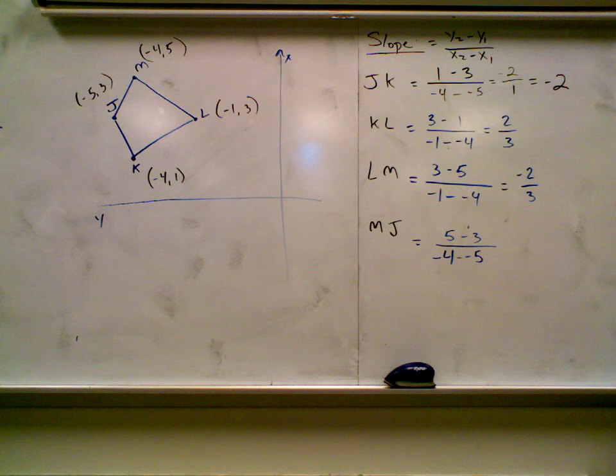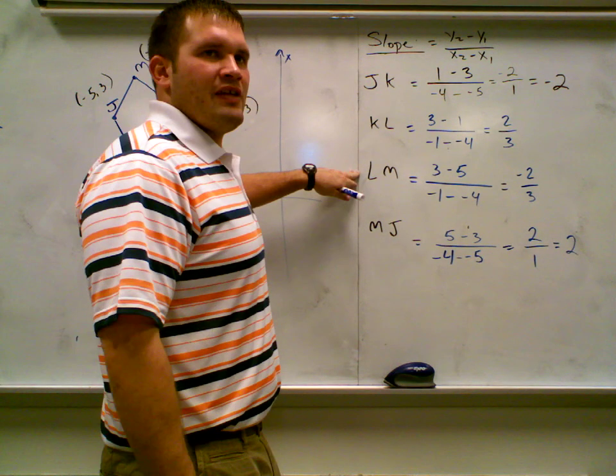We in agreement? 5 minus 3 is what? 2. Negative 4 minus negative 5 is what? Positive 1. 2. So there I have all of my slopes. Correct? Are any of the sides parallel? Yes. Which ones? KL and LM, they're parallel? They're the same slope? No.